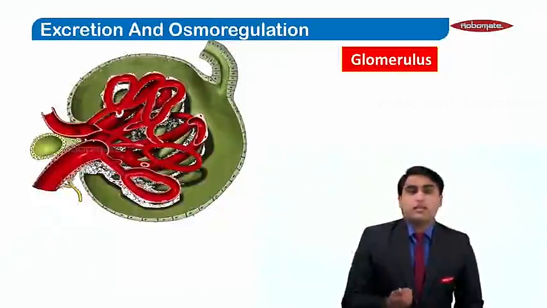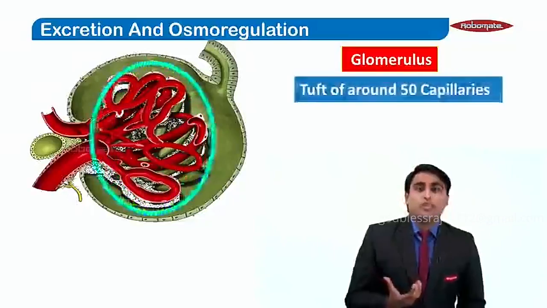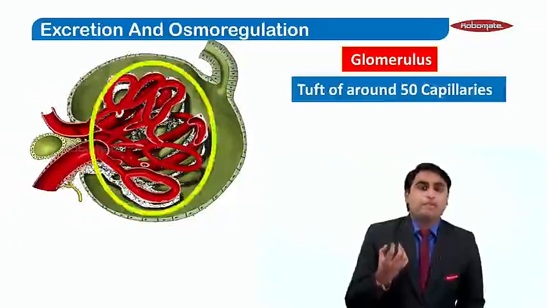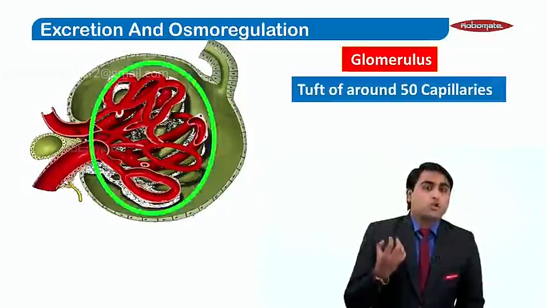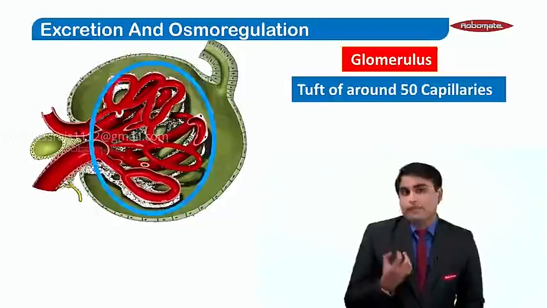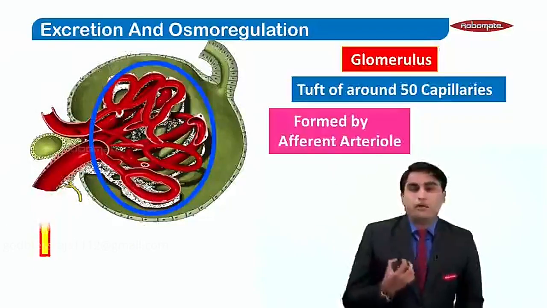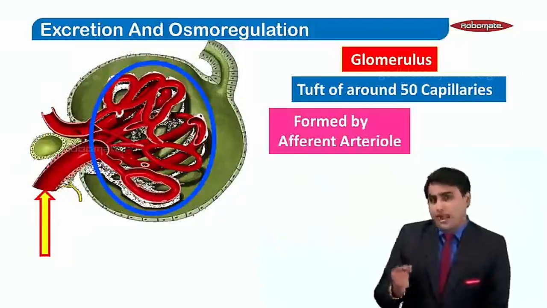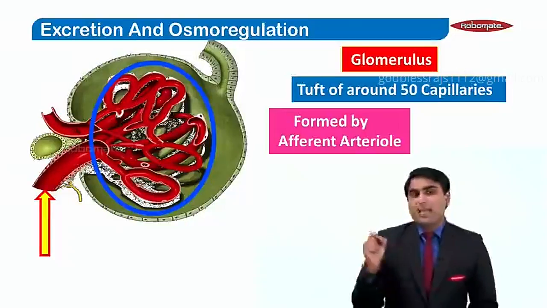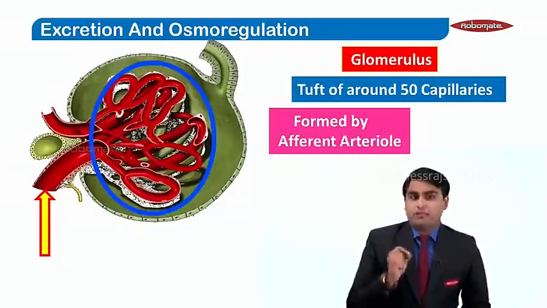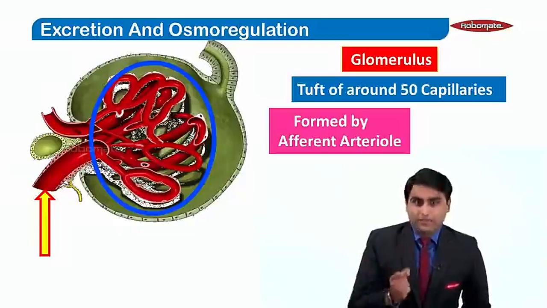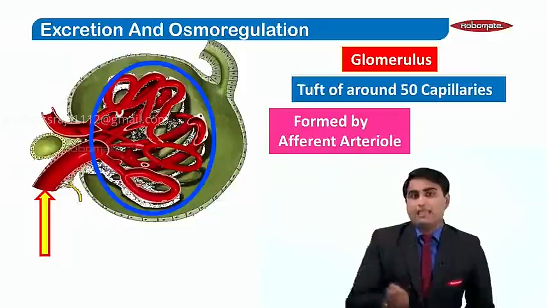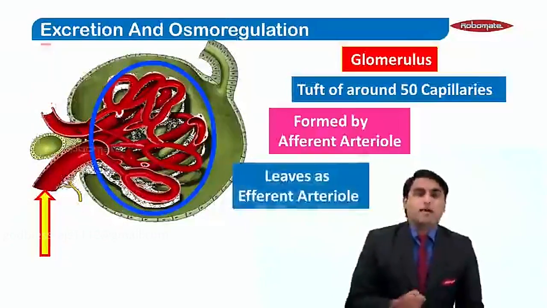Now let's see what is glomerulus. Inside the Bowman's capsule, you can see a tuft of capillaries. A tuft of around 50 capillaries forms your glomerulus. How are these 50 capillaries formed? They are formed due to the division of the afferent arteriole. In the previous module we studied that the afferent arteriole enters the Bowman's capsule, and it divides to form the glomerular capillaries. After this formation of the glomerulus, all the capillaries rejoin and exit the Bowman's capsule as the efferent arteriole.